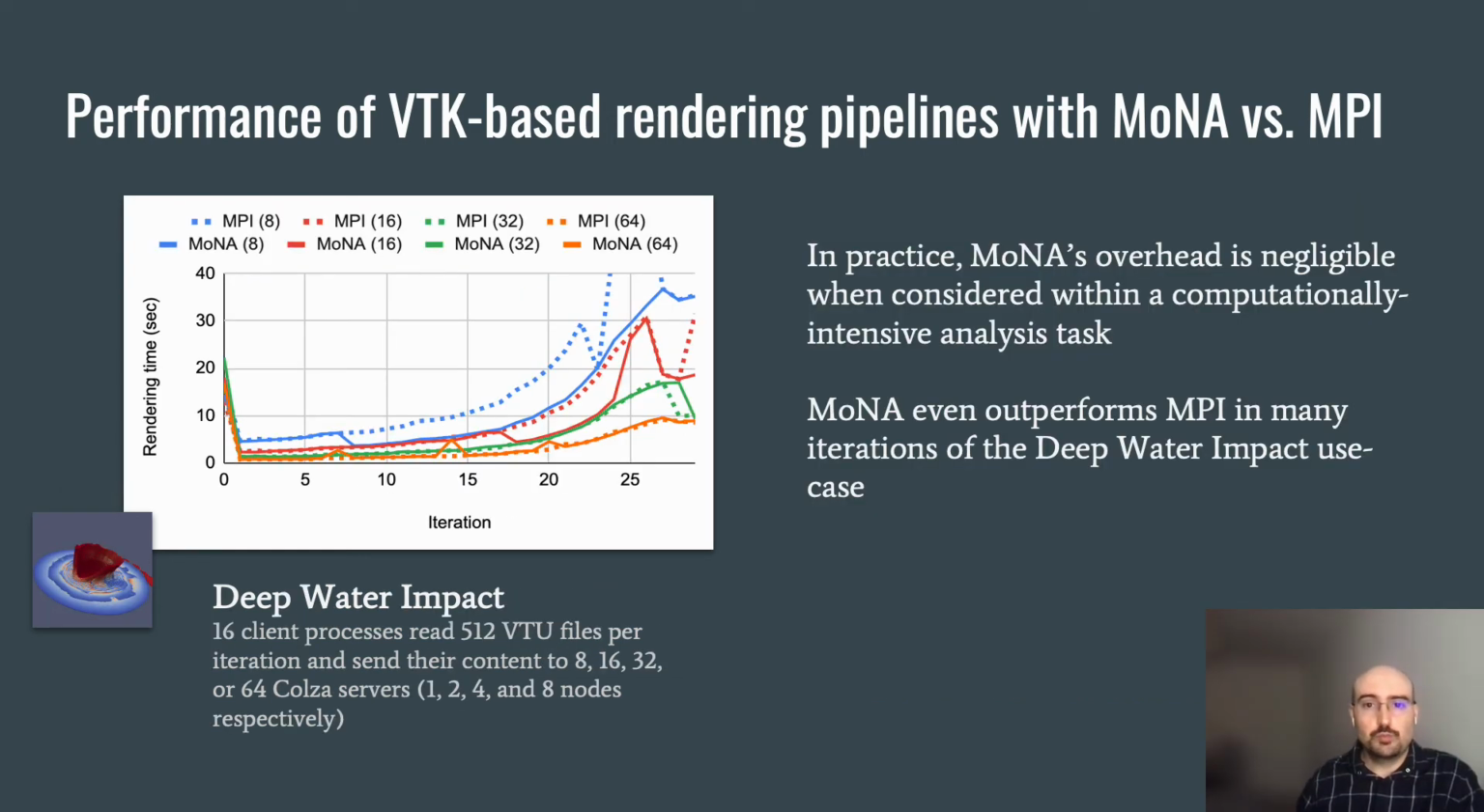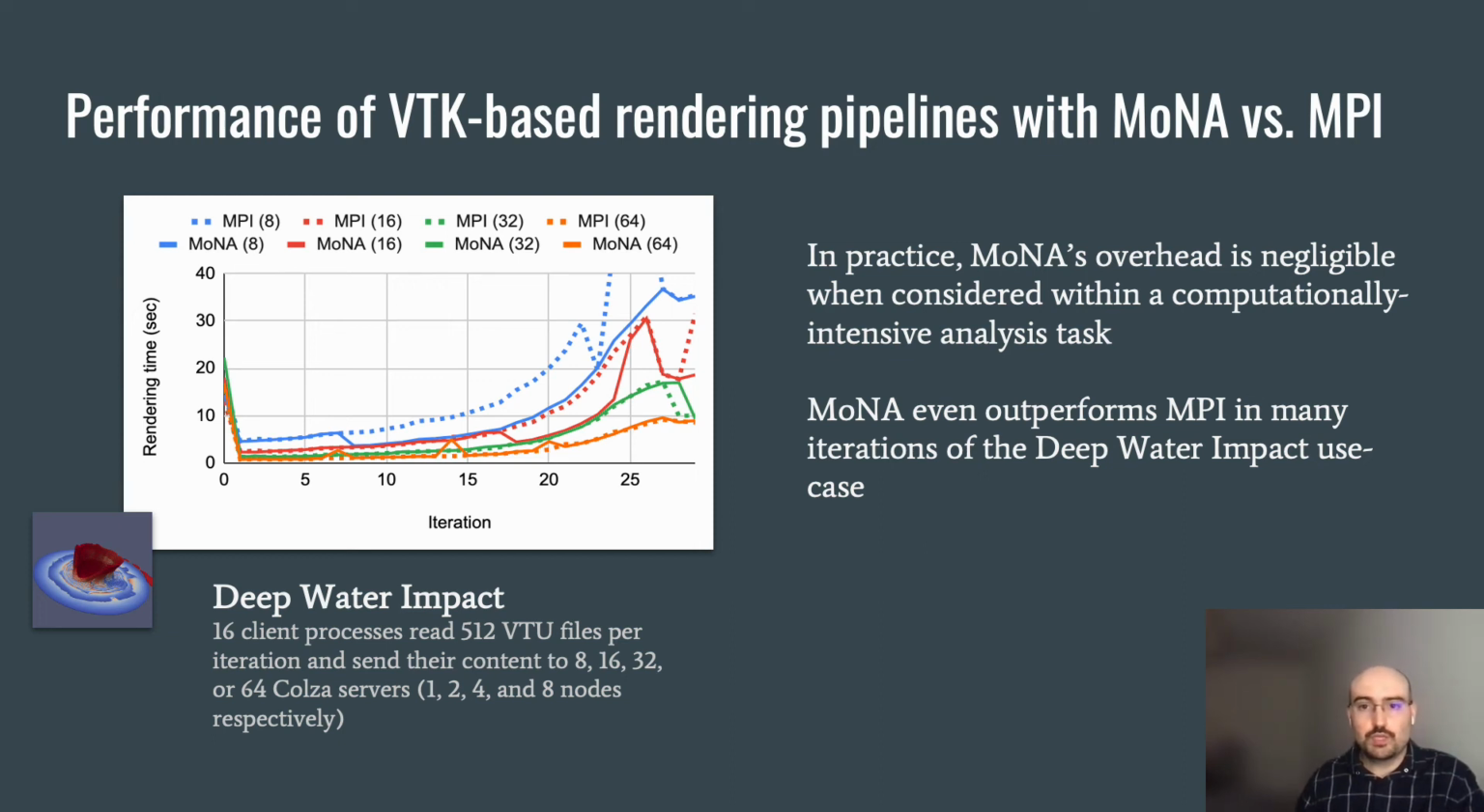Now, in Mandelbrot and Gray-Scott, the amount of data doesn't change from one iteration to the next. But with deep water impact, it does. So here you can see the rendering time as the simulation progresses and produces more and more data, and data that is more and more complex, with different numbers of Colza servers represented in different colors and with MPI represented in dash for comparison.